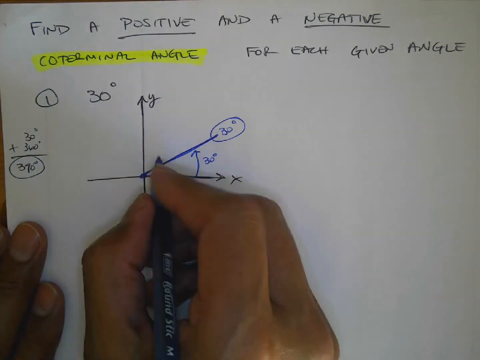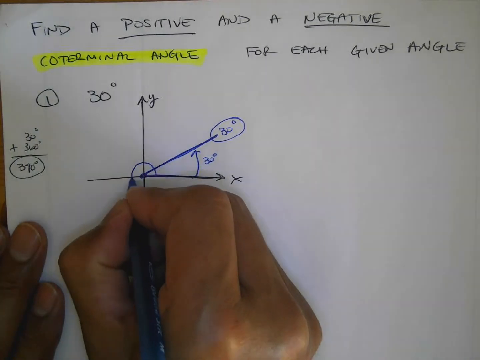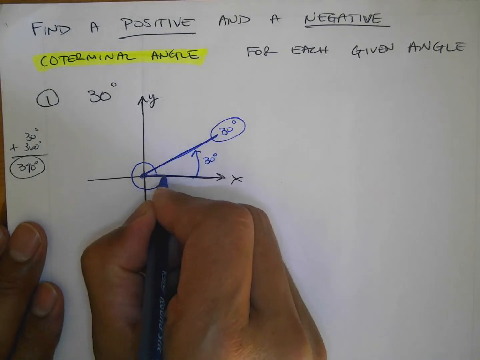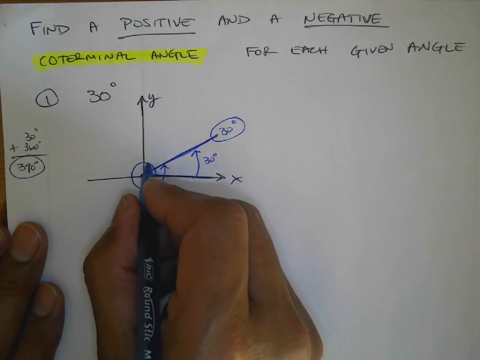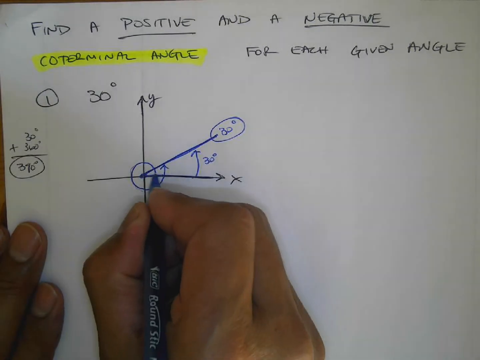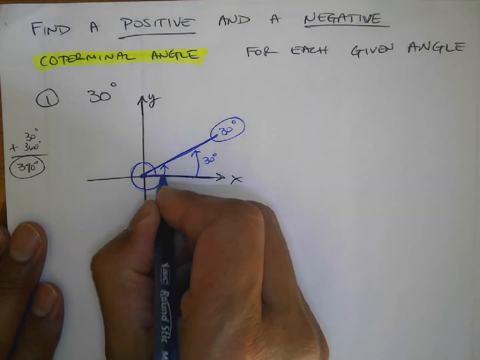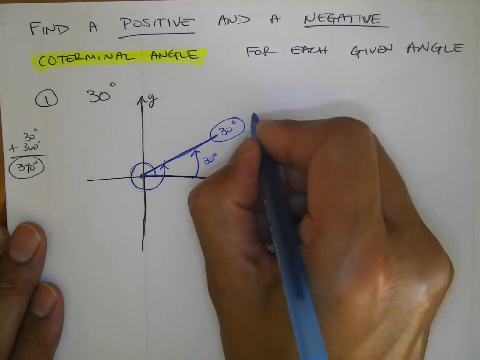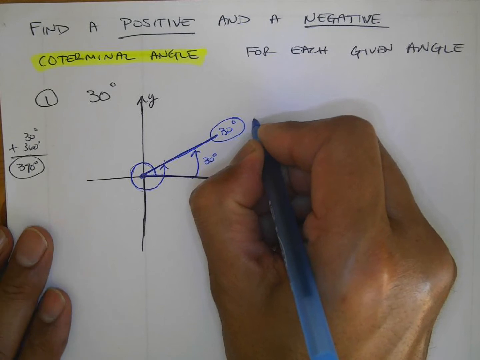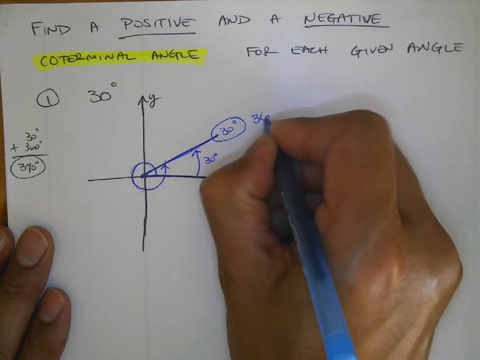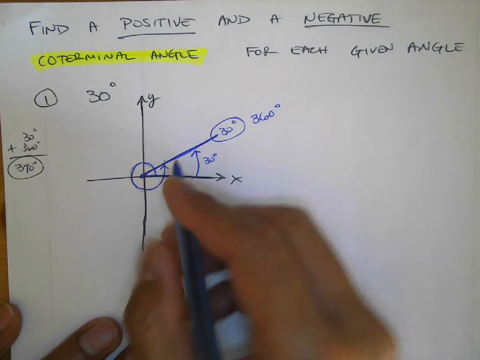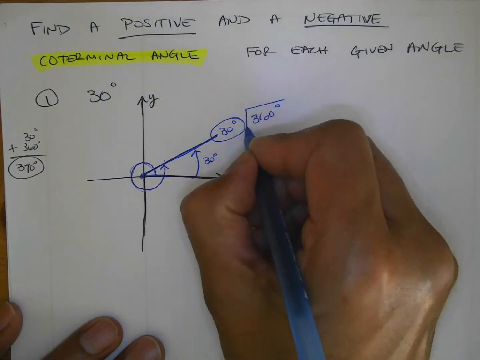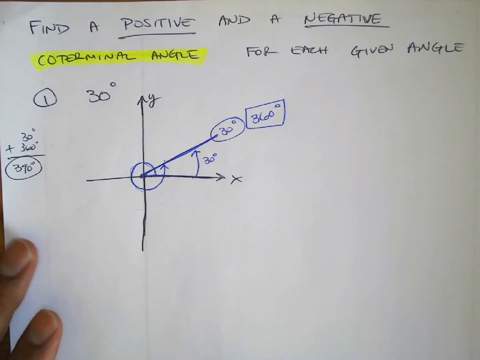There's 360 plus 30 more, see? That'll come right back to the same place. 360 is back to 0. You start at 0, you come back to 0, then 360 plus 30 more. So 30 and 390 are coterminal. So for your positive coterminal angle, you add another 360.